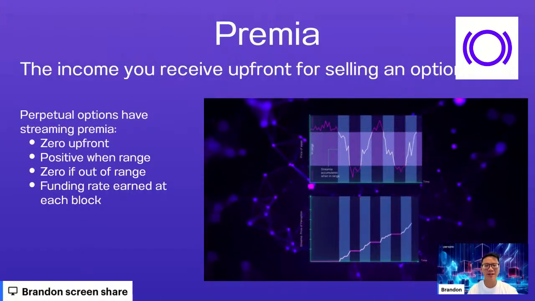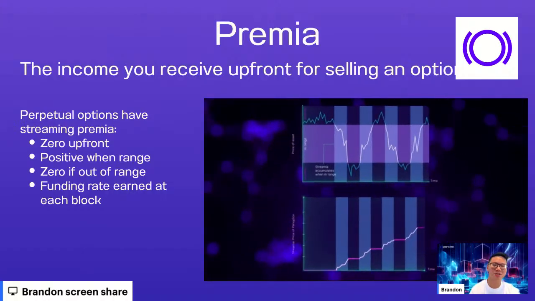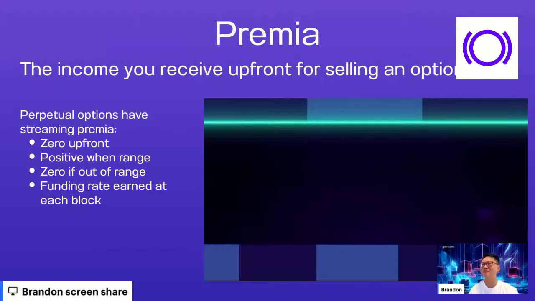Now, in Panoptic, it's a bit different, for LP positions. Perpetual options have a streaming type premium, which means you receive nothing up front, but as long as your position's in range, you get these fees every block, and it pays out. It streams out to you. So when it goes out of range, it stops streaming.